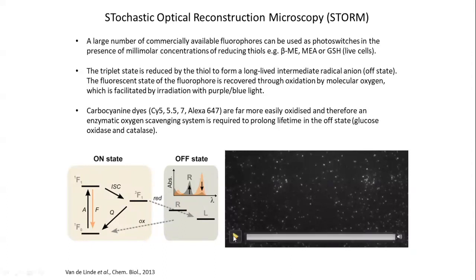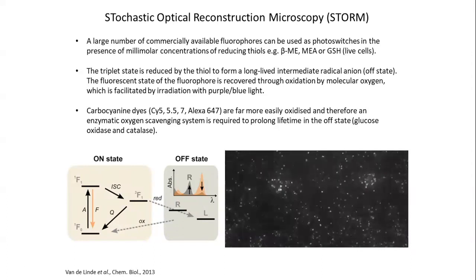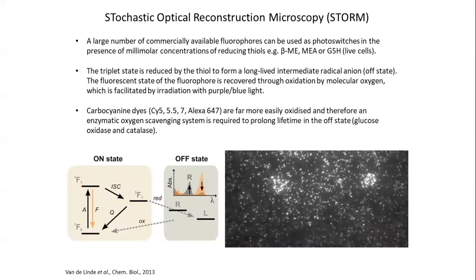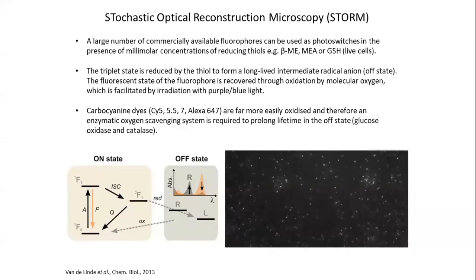So you can see they're going into a dark state, and then if you flash it with some UV light, they will come back again. So that's the general principle of stochastic optical reconstruction microscopy, or STORM. And that's probably the better method to use, because these individual dye labels give you more photons per measurement, which means you get better localization precision from them.